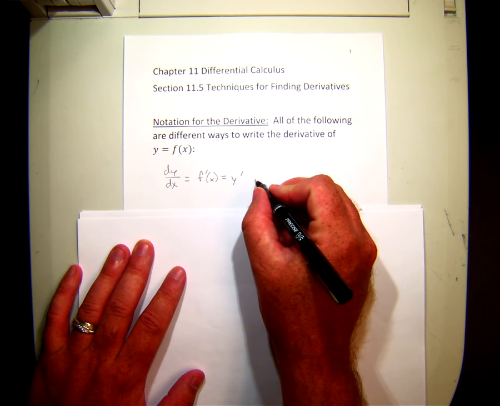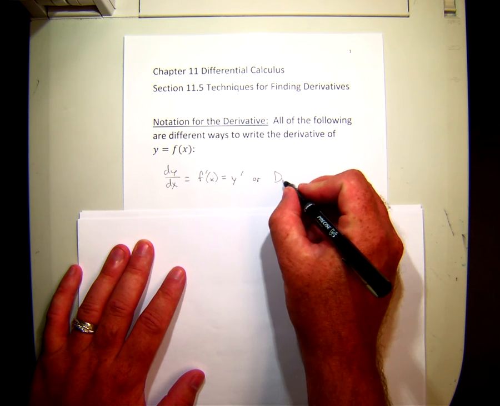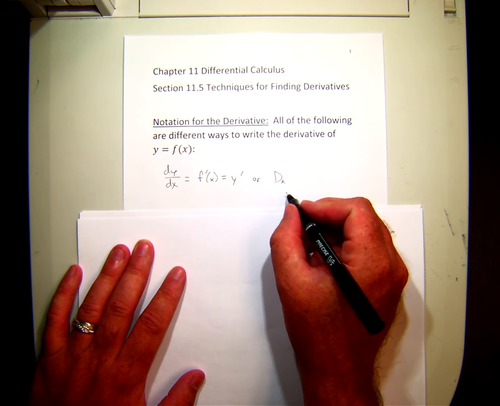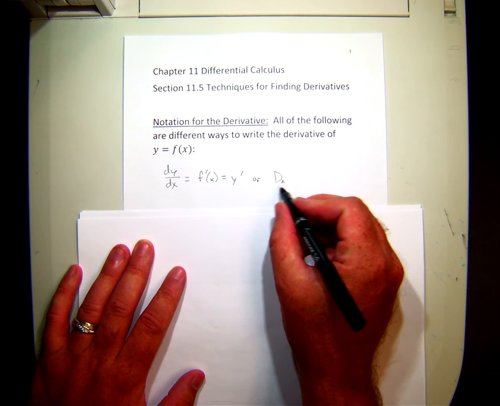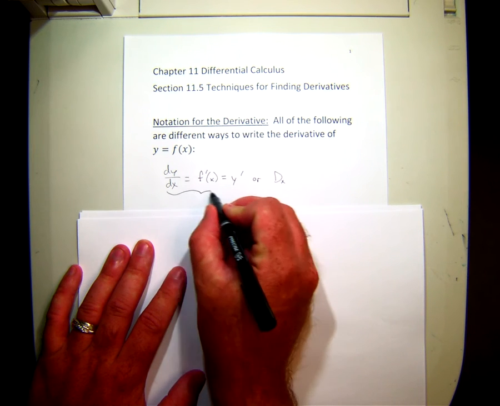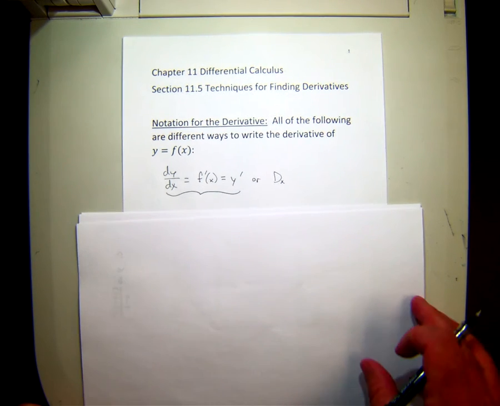The book also has a few other ones which are less used and frankly less important. Capital D sub x is another way to write derivative, and this one we hardly ever use in this class. Most of the time you're going to see these three notations here.